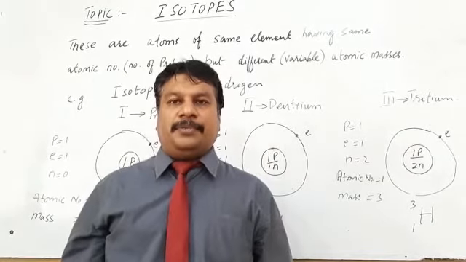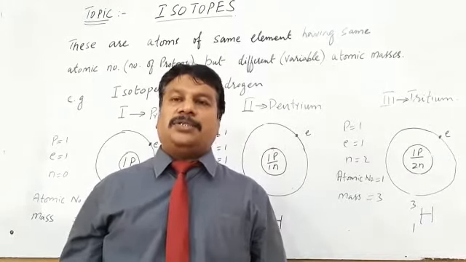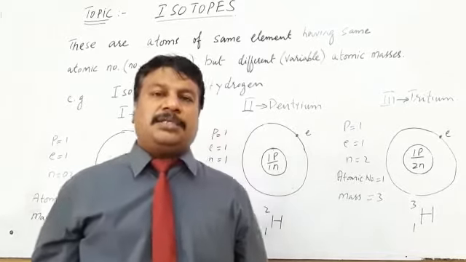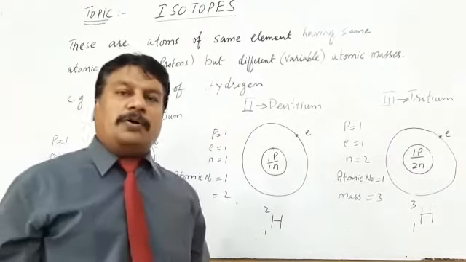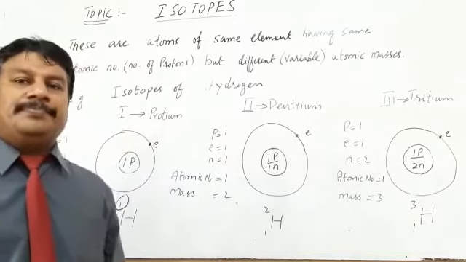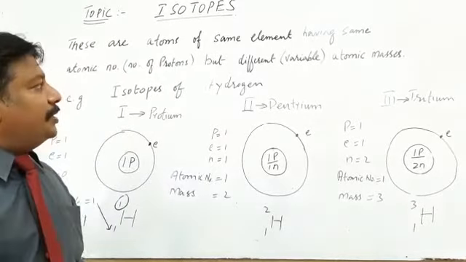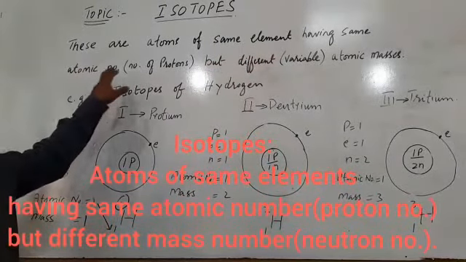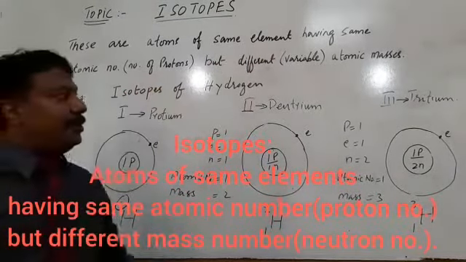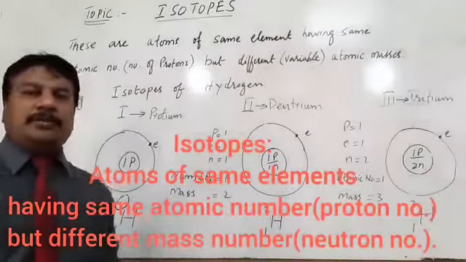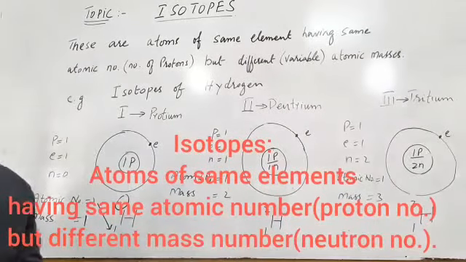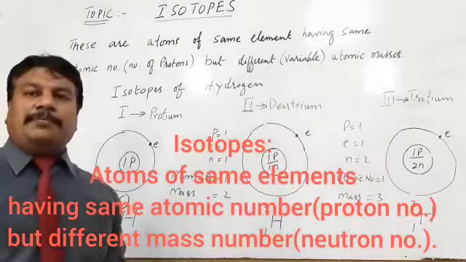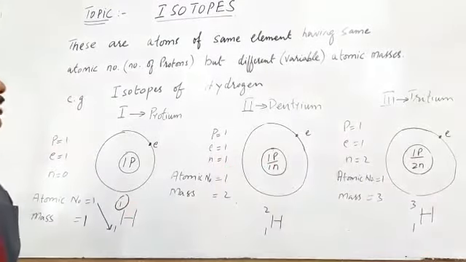Chemistry teacher. Today the topic is isotope. Let's discuss the isotope. Isotopes are the atoms of the same element having the same atomic number, that is the number of protons, but different atomic masses. It means they have a different number of neutrons. Let's take an example of hydrogen to explain the isotopes.